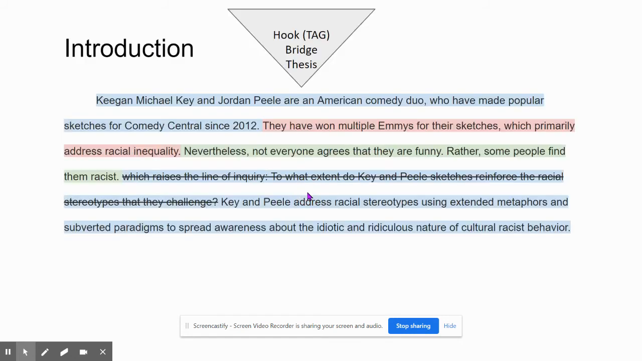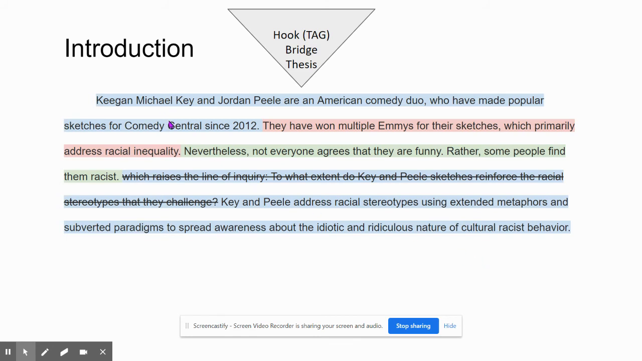Okay, that's their thesis. This is their introduction. I took out this inquiry question, and I saw a lot of you included your inquiry question in your introduction. Please eliminate that. I think it takes away rather than adds to your introduction. Please pause this and read through this introduction. This is pretty much as the student had written it.